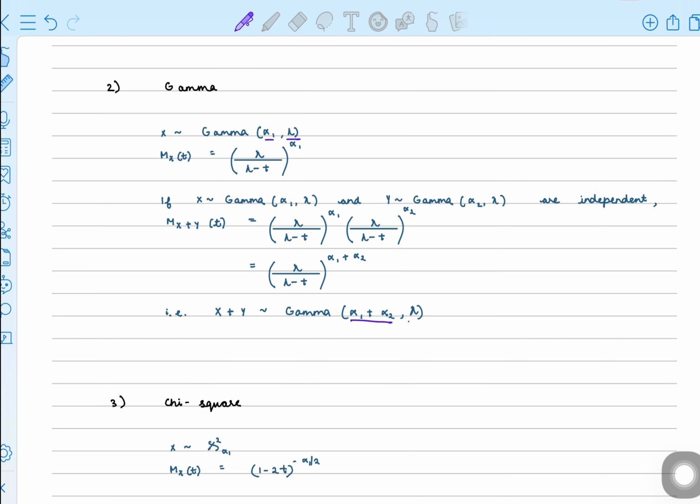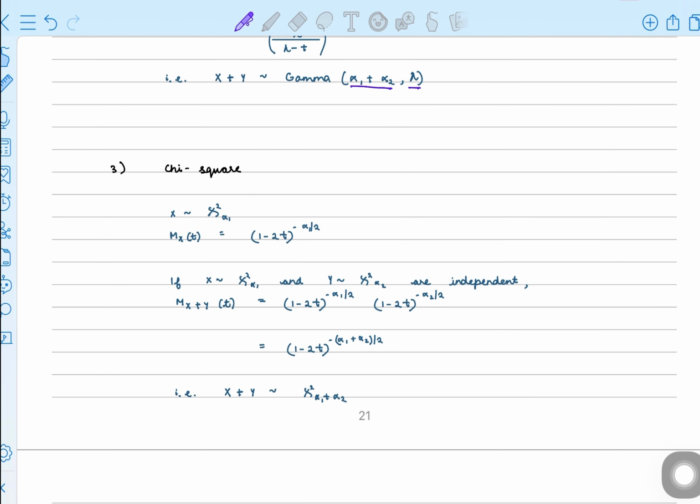This gives us that the random variable x plus y follows the gamma distribution with the parameters alpha 1 plus alpha 2, lambda. The gamma distribution represents the waiting time until several events occur. So if one gamma variable represents the waiting time until alpha 1 events and another represents the waiting time until alpha 2 events, then together they represent the waiting time until alpha 1 plus alpha 2 events occur. Therefore, the shape parameters simply add together.